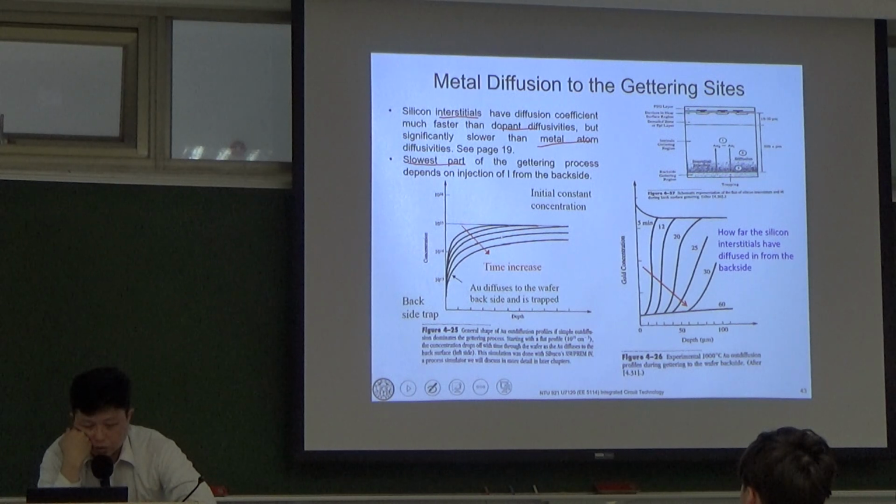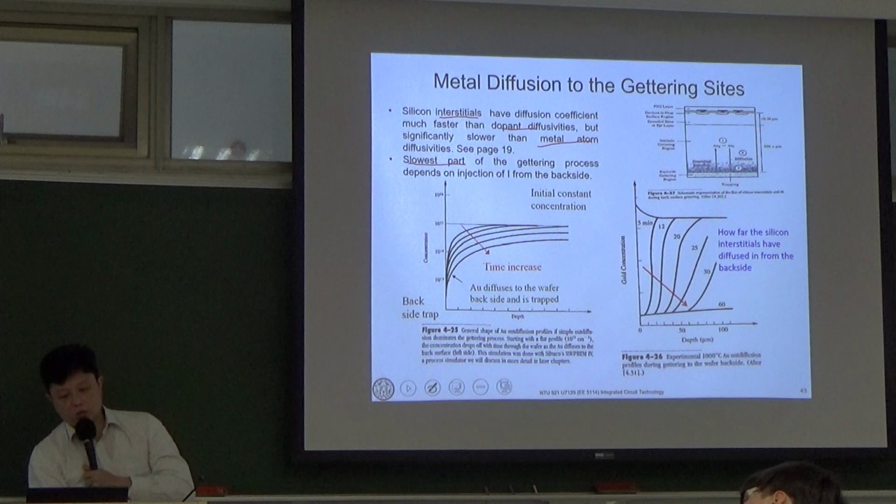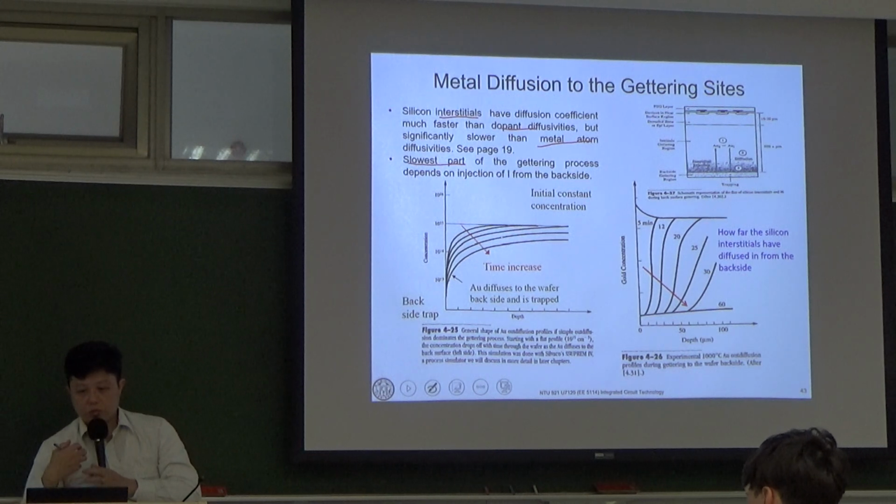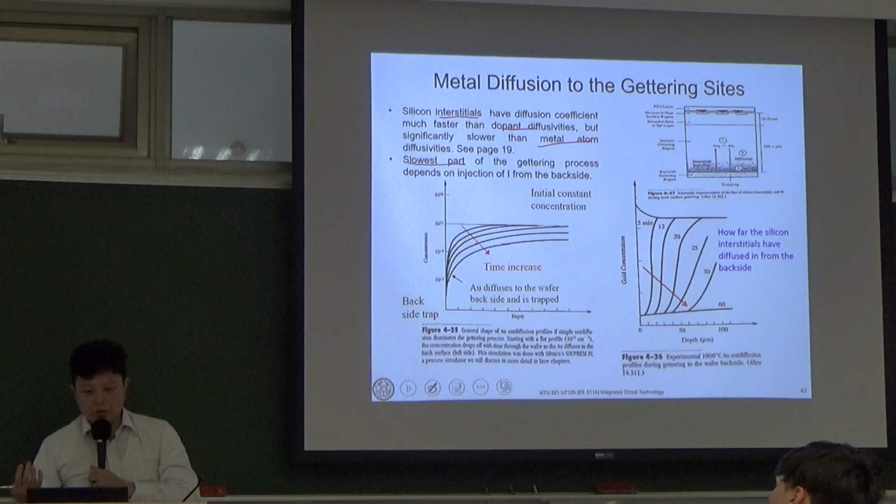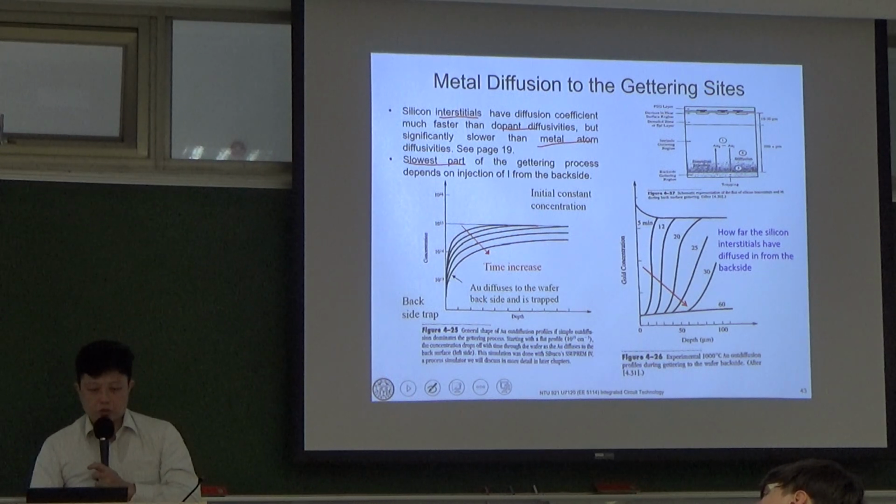So which will be it? It will be your I, right? Because I is moving slower than your metal, and once you have I reach the metal site, then you begin to free this metal, and the metal will quickly go to the trapping sites. So the bottleneck will be the slower one, which is the I diffusion, the interstitial diffusion.